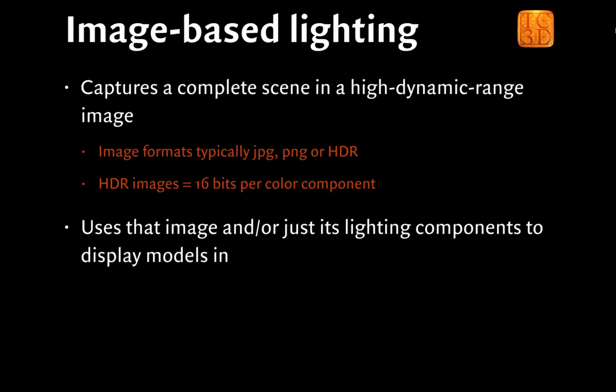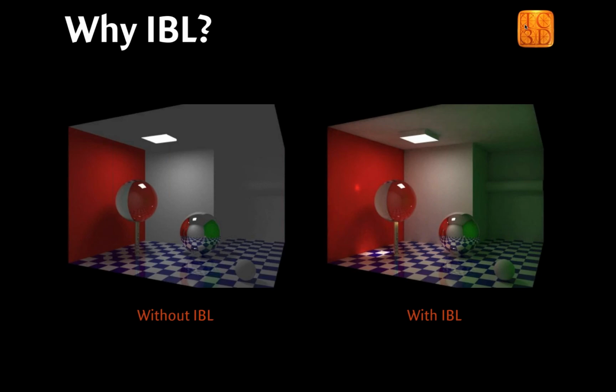If you have an image like that, you can use that image to either represent the 3D environment of an object, or you can use only the lighting component of that image. And that's what I want to give you a little bit more detail about. But before I go there, why would you want to do image-based lighting and not something else?